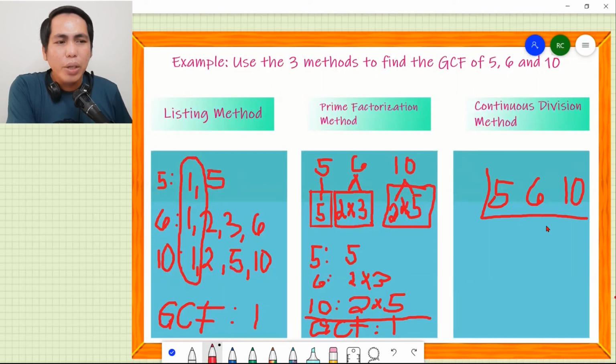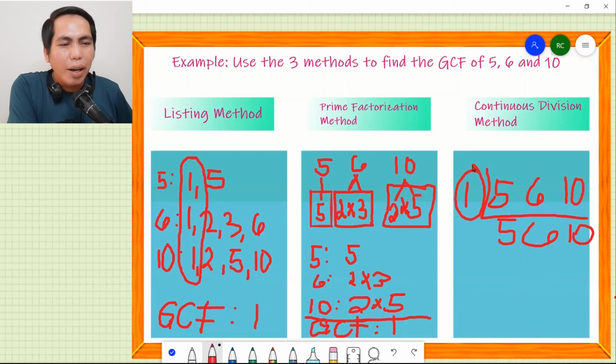So in other words, we don't have any other number that we can use as common divisor for 5, 6, and 10. So in other words, we have to use 1. And then we have 5, 6, and 10. So automatically, our GCF is 1.